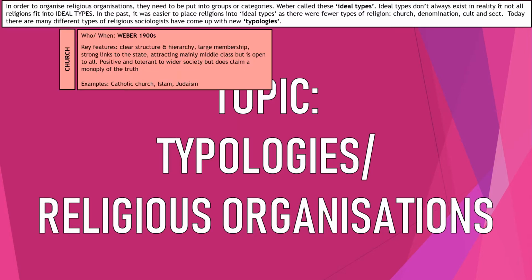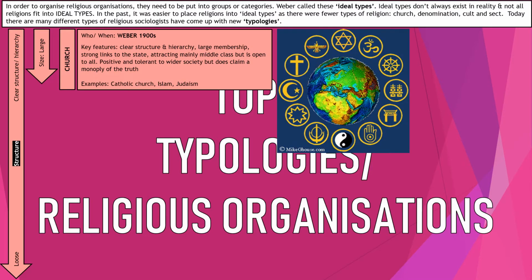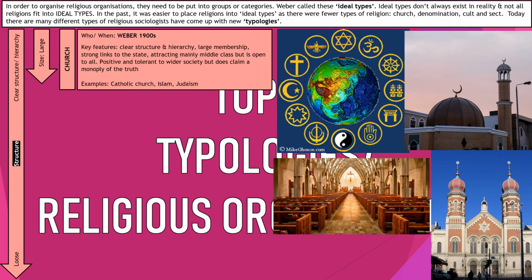So Weber introduced the first ideal type. The first part of this was a church, and he said the church was large, it had a clear structure, and that's the big thing about Weber's typology. He was looking at the structure. So the church was large, it was organised, it had a predominantly middle class clientele. It was very positive and tolerant of wider society, and big examples would be the Catholic Church, Islam, Judaism, all these different mainstream, large established religions.